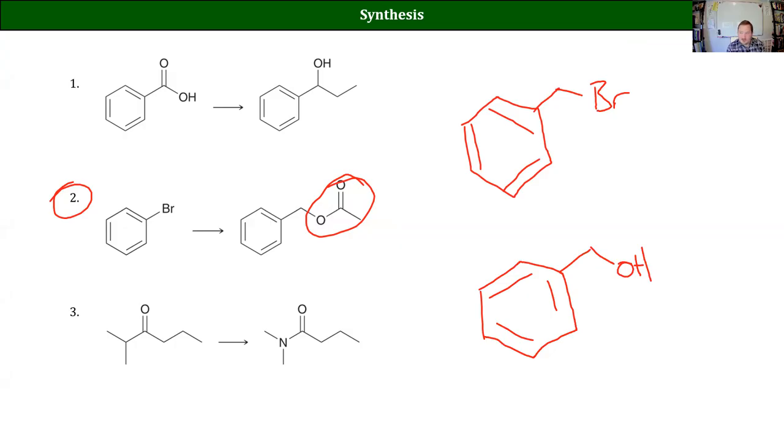Either of those, we could get to our final product by just reacting it with, in this case, acetic acid or acetic anhydride to form the ester. So the question is, how do we get from bromobenzene to bromotoluene or benzyl alcohol? And as I recall, we kind of left it with a couple of options. Anybody think about it over the weekend, or anything seem like a good option at this point?